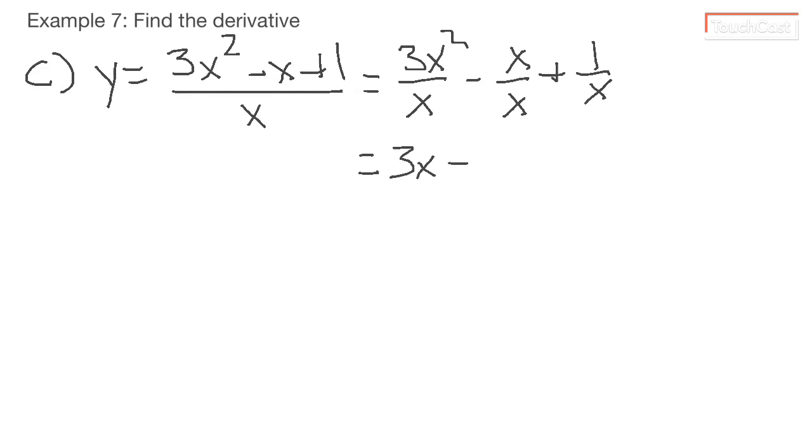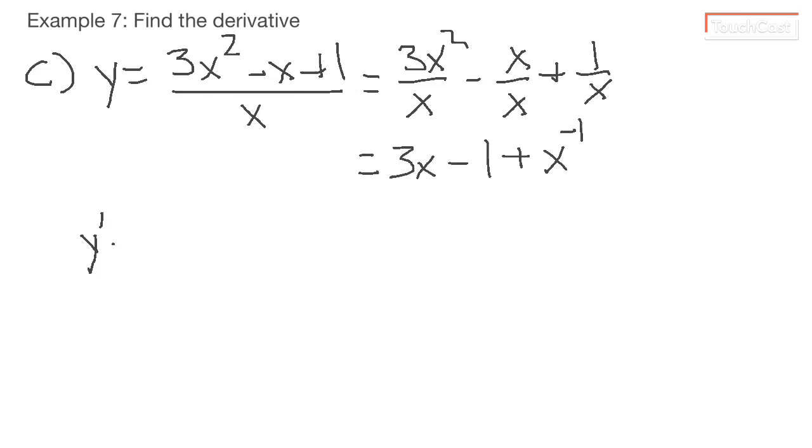Minus, well, x over x, anything divided by itself is 1, plus 1 over x. We can't simplify that. In fact, we could still rewrite that, though. So let's do that. Let's rewrite the 1 over x as x to the power of negative 1. Now we can find the derivative. We're going to find y prime.